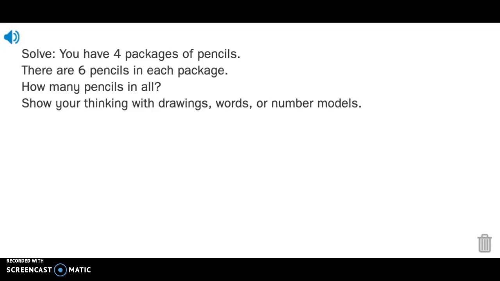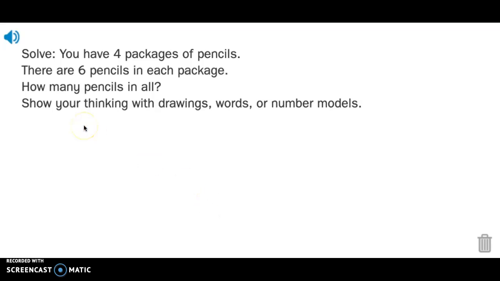All right, niños and niñas, we are in lesson 2-6. You should be on a whiteboard or a separate sheet of paper following along. All right, let's listen. Math message. Solve. You have 4 packages of pencils. There are 6 pencils in each package. How many pencils in all? Show your thinking with drawings, words, or number models.